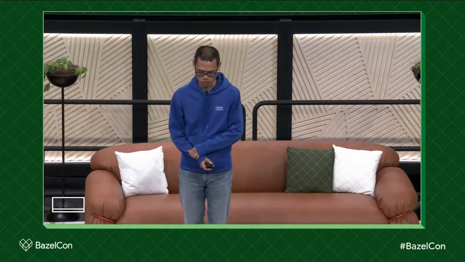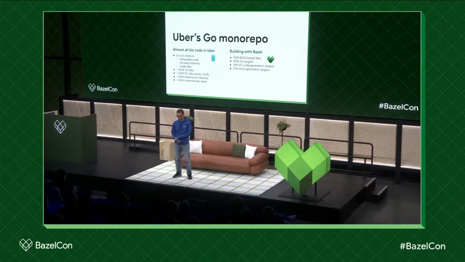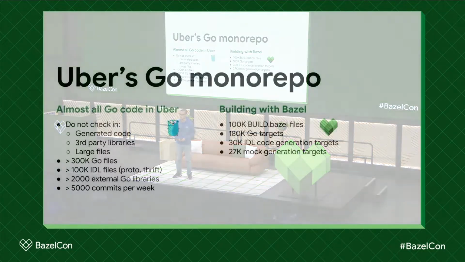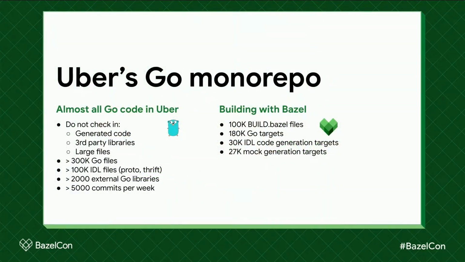So what does a large repository mean to us? We have a repository that hosts almost all Go code in Uber. In order to limit the size, we do not check in the generated code, third-party libraries, and large files. But still, we have over 300,000 Go files, over 100,000 IDL files, importing 2,000 external Go libraries, and receiving 5,000 commits per week. So building this with Bazel, we get over 180,000 Go targets together with tens of thousands of code generation targets.